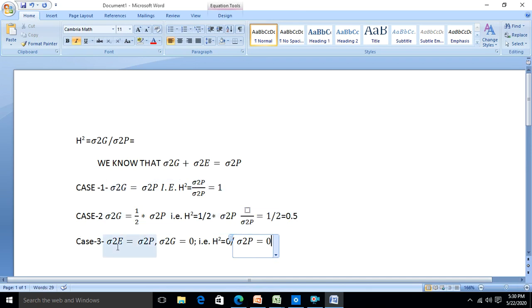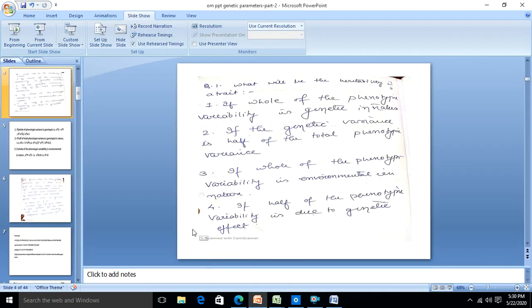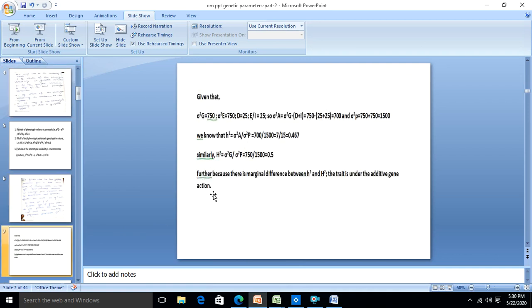Now you know case 1 and case 3 are practically not possible. Case 2 is the only practically possible one, and not always correct. It will depend upon the values of sigma square e and sigma square g. Now coming back to this last question, it is actually a repetition of the first one. So moving on to the next one.